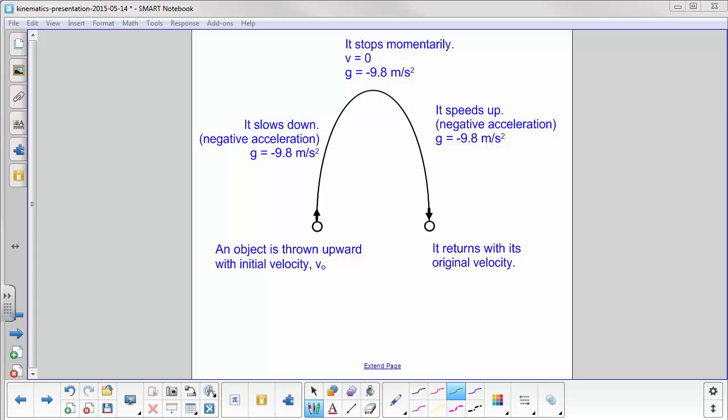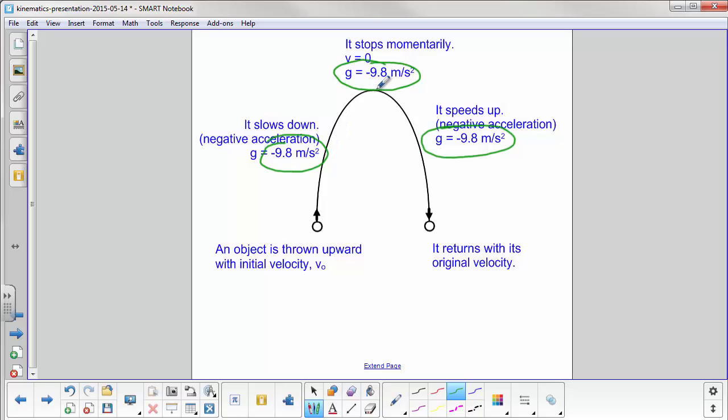g is constant near the surface of the Earth. We didn't mention whether it changed if you threw a ball up in the air, or if the ball stopped, or if the ball was coming down, but you can see here, wherever you are in this ball's path, g is always constant. It is negative 9.8 meters per second squared. So once you throw the ball up, the velocity is in the up direction. Since acceleration is down, that means the object starts slowing down. The minute you throw it, it starts slowing down.